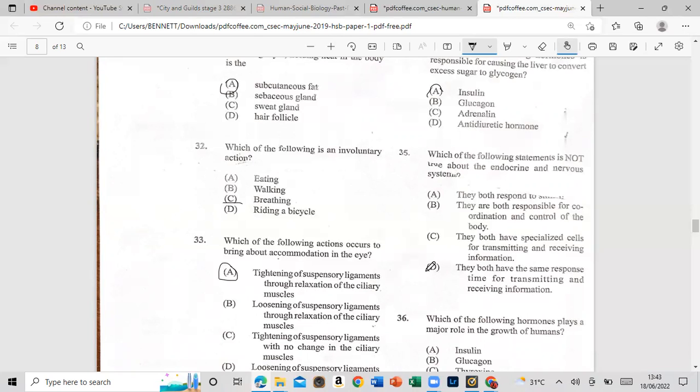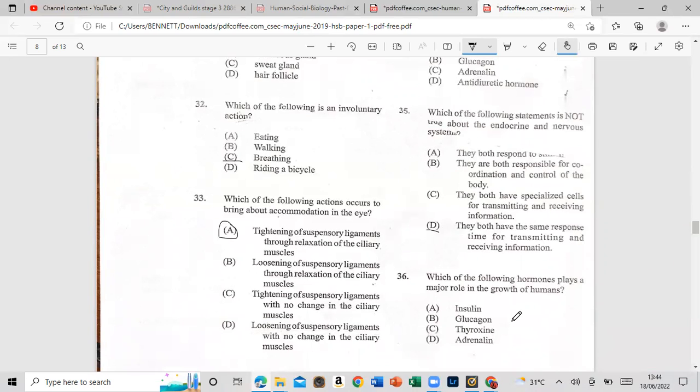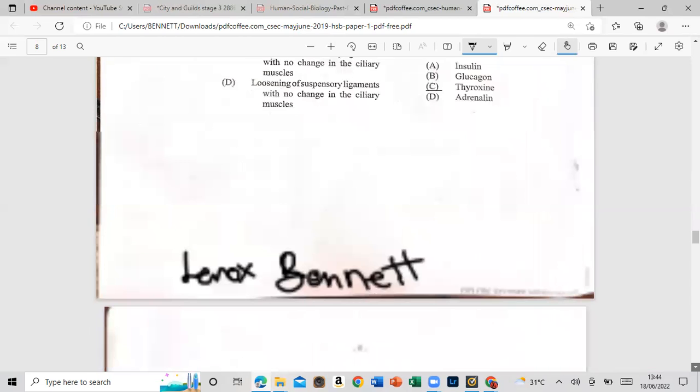All right, so which has a role in the growth of the human? Is it the insulin, the glucagon, the thyroxine, or the adrenaline? And that is the thyroxine. All right, so 36 is C.